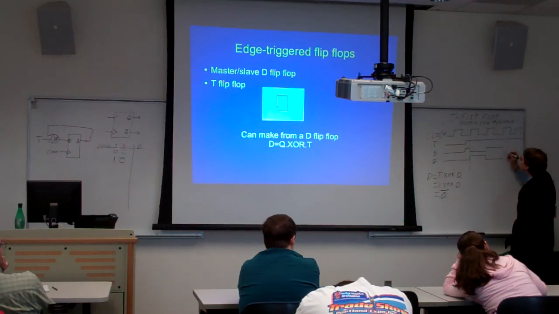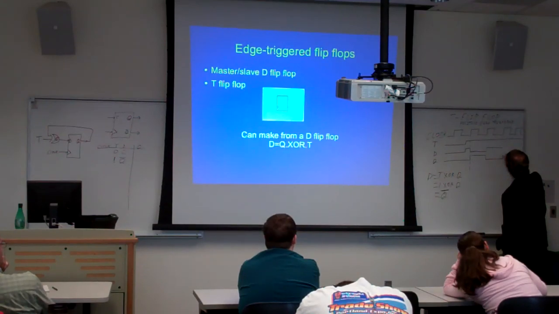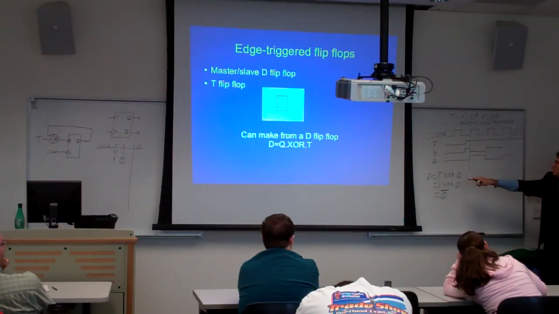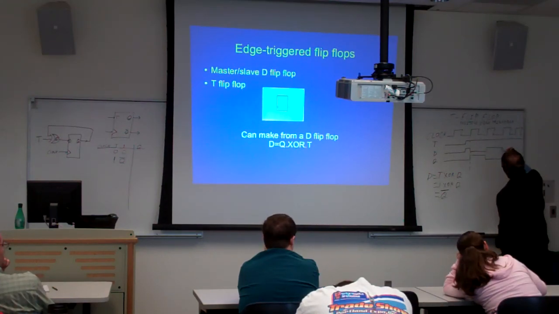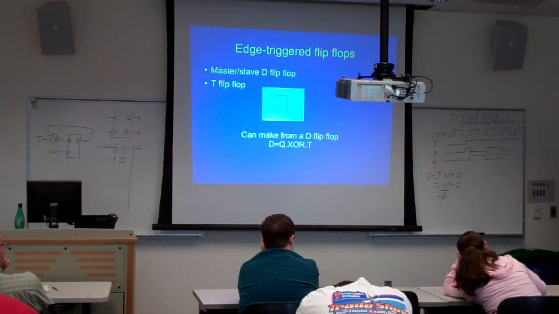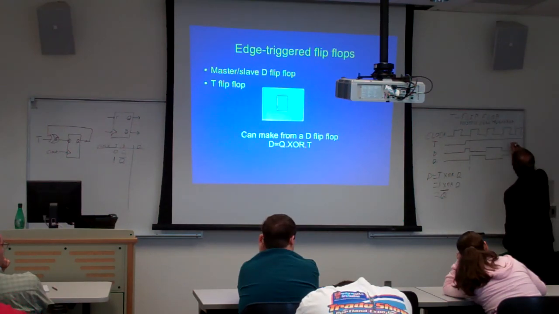When it goes from 0 to 1, the value of D is copied to the output Q. So Q raises. And D is equal to the inverse of Q, so D drops. We're going to stay at those levels until the next edge. And at the next edge, we'll get the same pattern and so on.